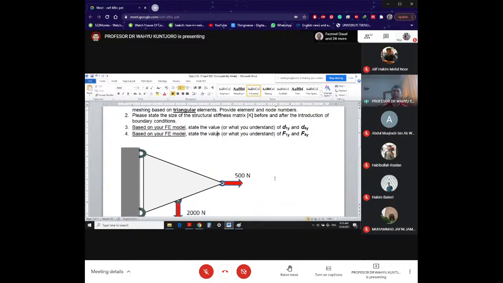The next is based on your node numbering. You have to answer what you know. If you can put a number, you can put a number. Otherwise, state what you understand. You have to answer question number 3 and number 4. Number 3 is on displacement. Number 4 is on the forces. Remember, the answer is based on your finite element model node numbering. All right, that's my explanation.